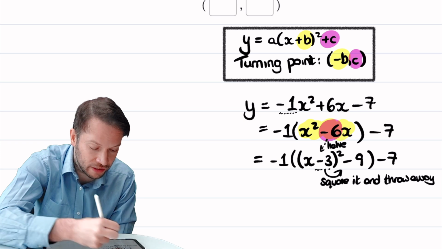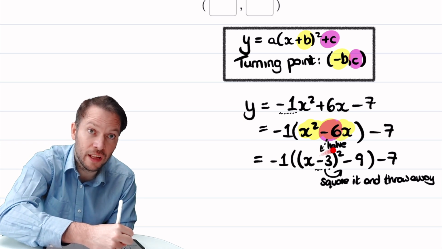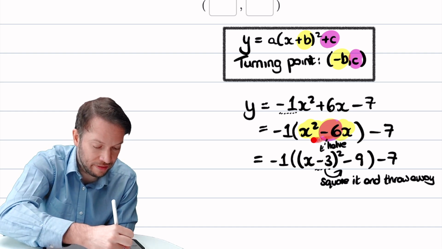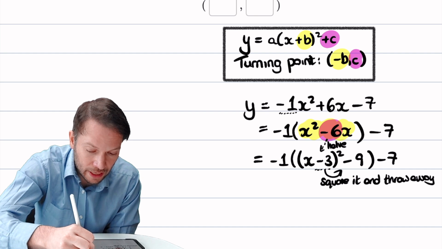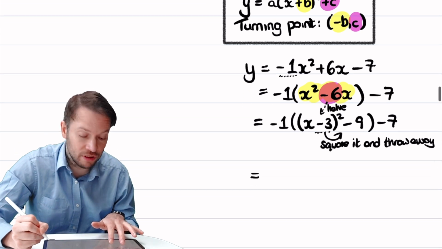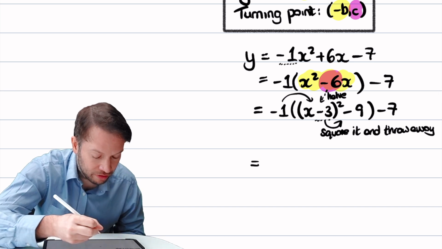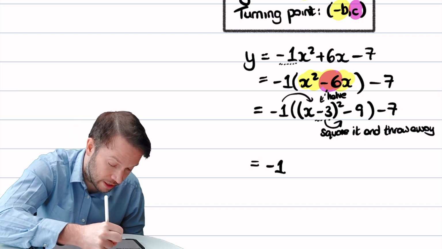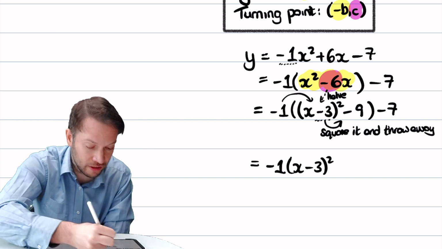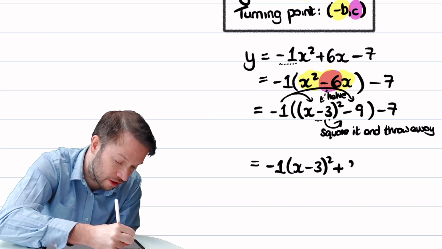And the reason that works is if you expand this out, that would give you x squared minus 6x plus 9, but the minus 9 then cancels out the plus 9, so you're just left with the x squared minus 6x. Now the final step to complete the square is you expand the outer bracket. So we're going to do the minus 1 times the x minus 3 squared, which is just minus 1 times x minus 3 squared. Don't expand out the inner bracket, otherwise we get back to where we started. And then the minus 1 times the minus 9 is plus 9.